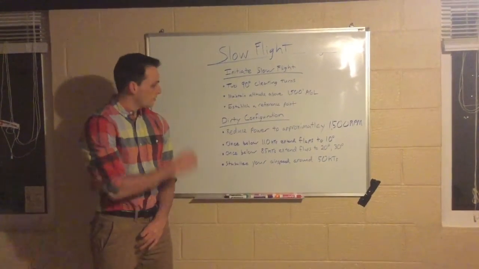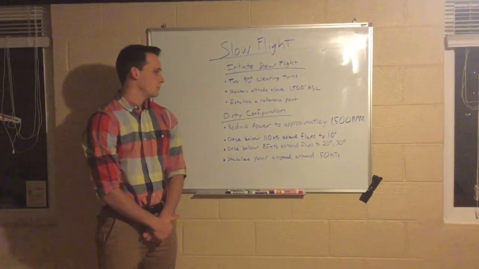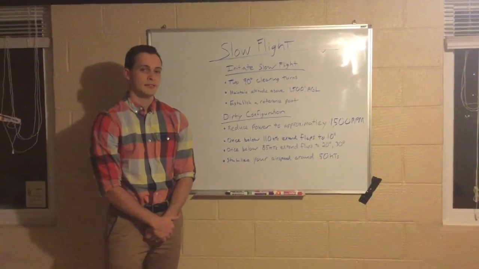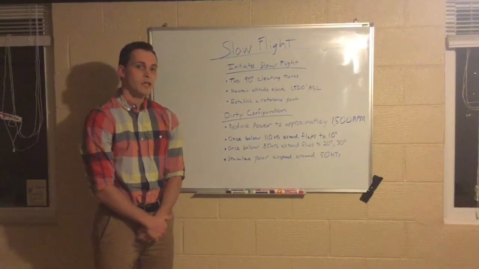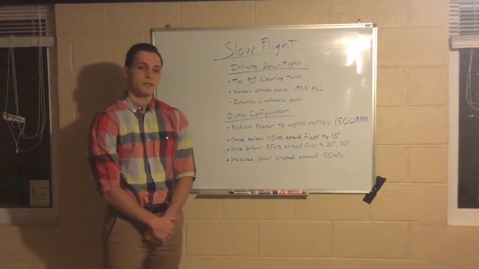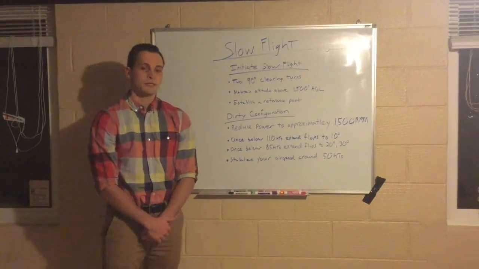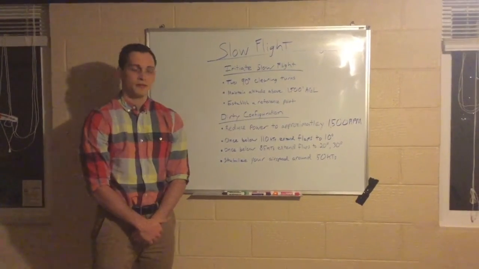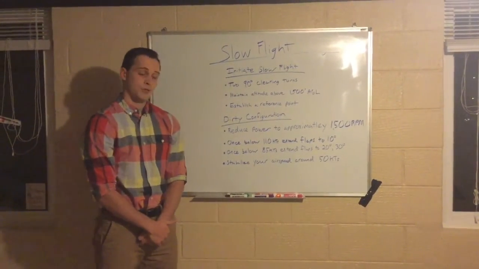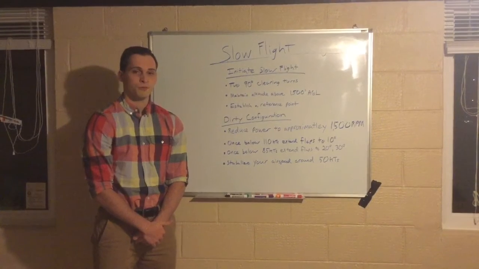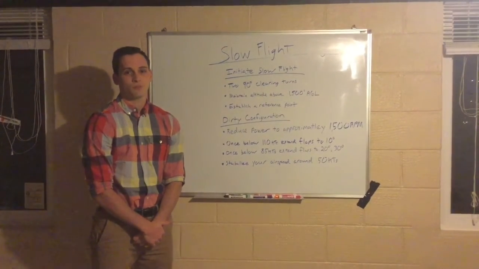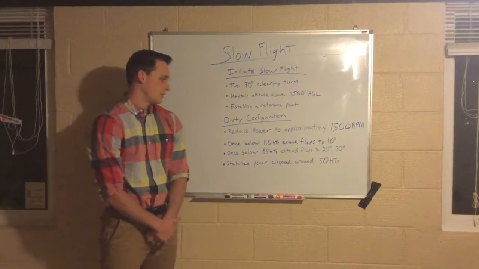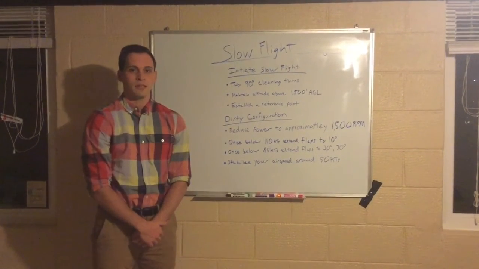line. So for the dirty configuration, you're going to need to reduce power to approximately 1,500 RPM. And as that's happening, you're going to reduce in airspeed. Once you're below 110 knots of airspeed, you can start extending your flaps to 10 degrees. After you keep bleeding off that airspeed, once you're below 85 knots, you can extend flaps to 20 and then 30 degrees.